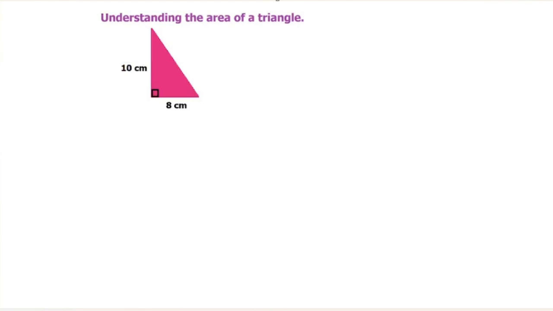In this video, we're going to understand why the area of a triangle is the way it is. So if we have a triangle like this, its height is 10 centimeters and the base is 8 centimeters. So understanding area of a triangle. Area of a triangle is half times the base times the height.